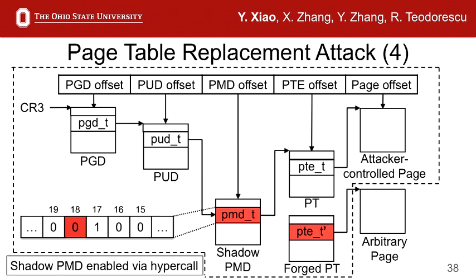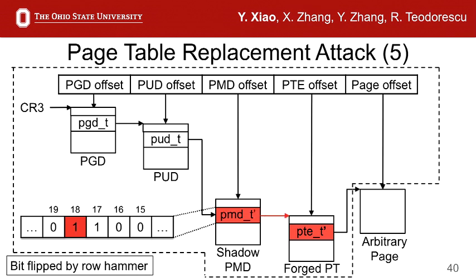Since the shadow PMD is exactly the same as the original PMD, we can safely replace the original one with the shadow PMD via hypercall. The hypervisor won't notice anything wrong. Now let's pay attention to the red arrow and the flippable bit in the PMD entry. Here comes our hammer. By hammering the entry of the shadow PMD, bit 18 is flipped. Since the new page it corresponds to now is the forged PT, we successfully bypass the surveillance of the hypervisor and put the forged PT into use instead of the original PT.